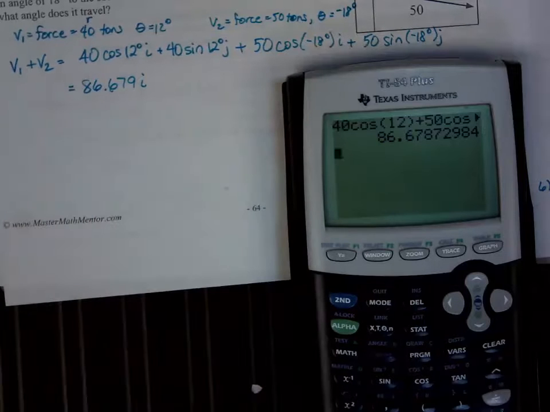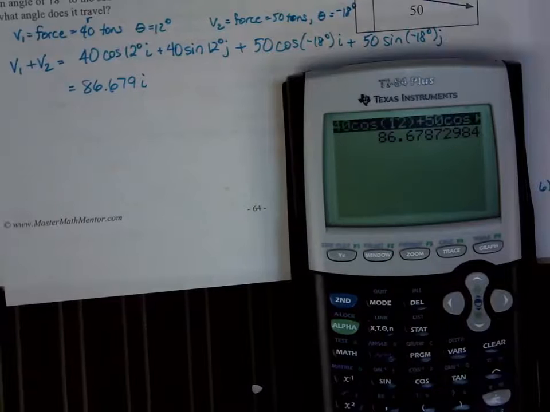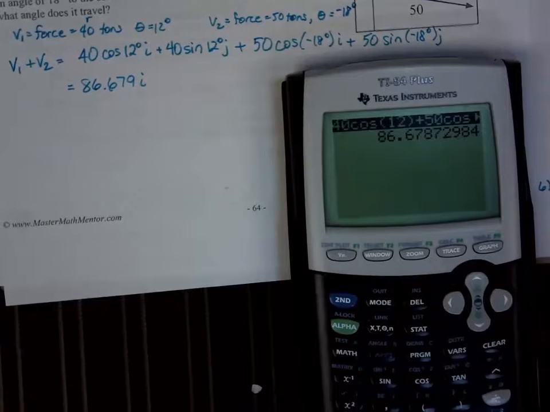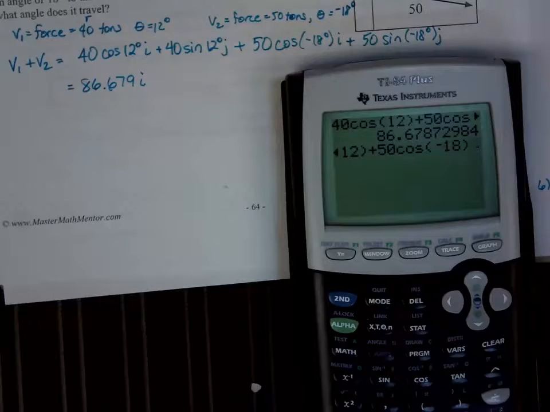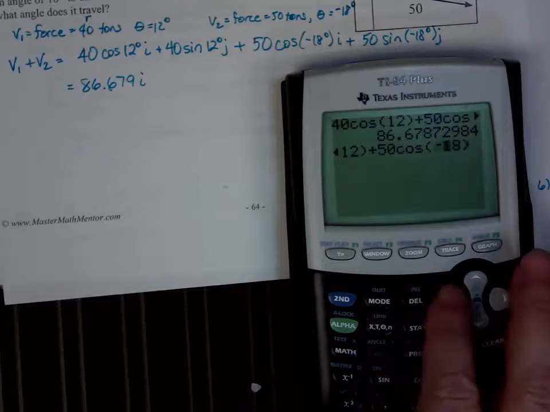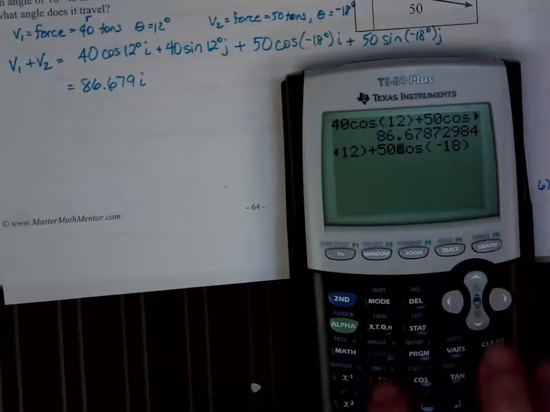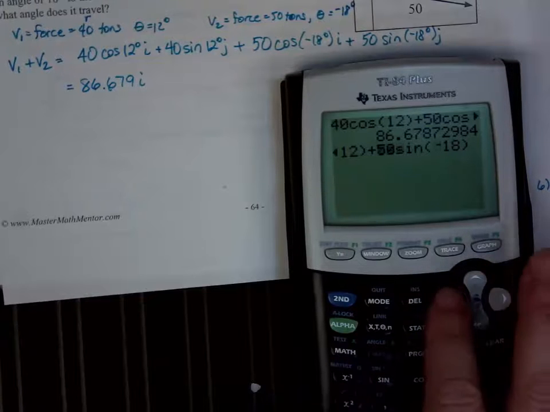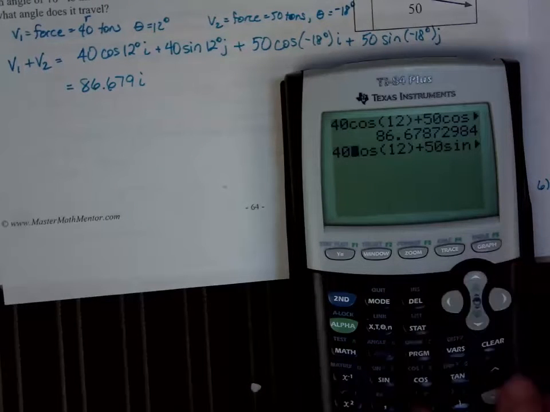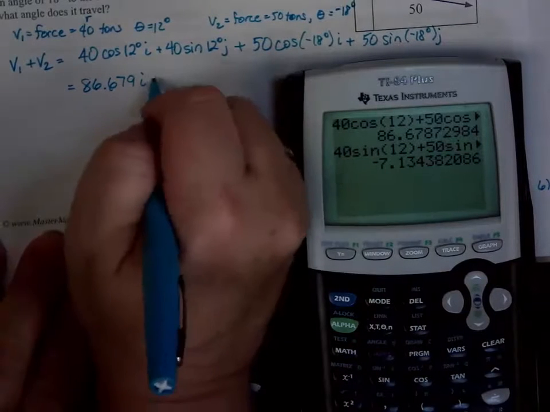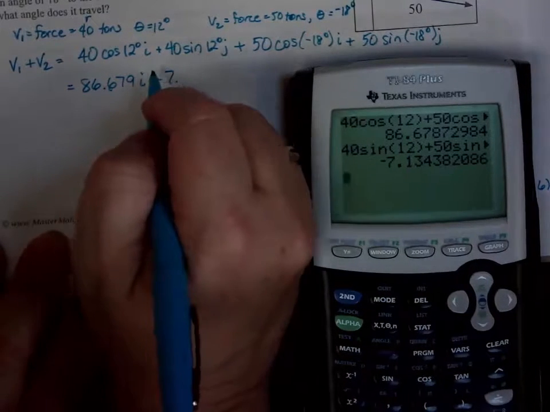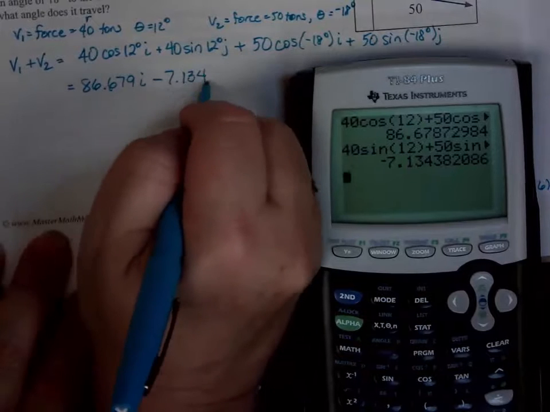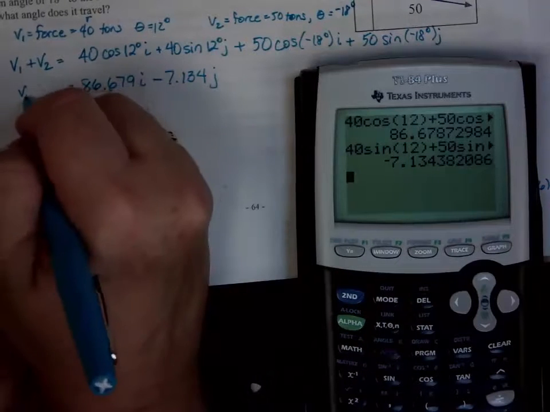Now let me show you a neat little trick so you don't have to type everything again. Go back up and capture the original problem. The only thing that's different is where every cosine is, there's supposed to be a sine now, right? So all we have to do is back up and on top of the cosine, type a sine and it changes it. Back up to the second cosine, change it to a sine, done. And there's my answer. Minus 7.134 J. This is V1 plus V2.